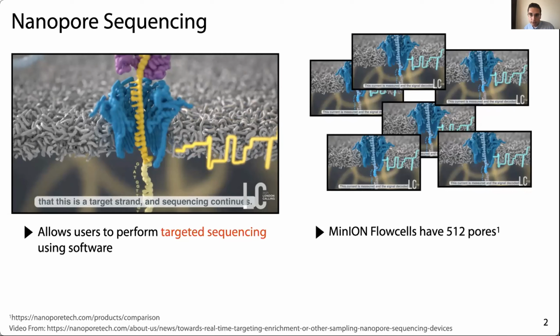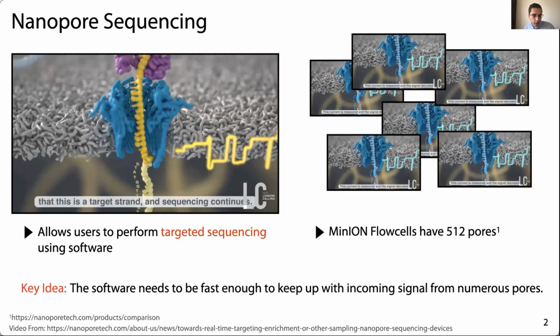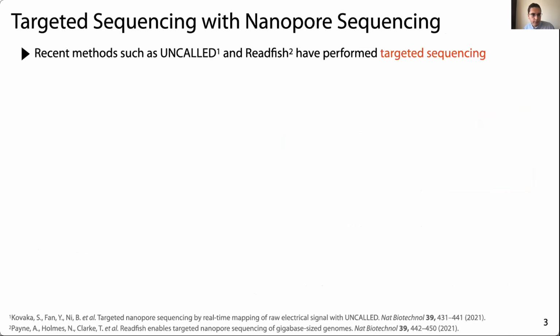If you want to accomplish this with software in practice, the software needs to be fast enough to keep up with the incoming signal, to make sure you're doing it on time. There have been methods in the past that have accomplished this, namely Uncalled and Readfish have been able to perform this in practice. And there are additional tools as well, such as SquiggleNet, which we'll hear more about later today.